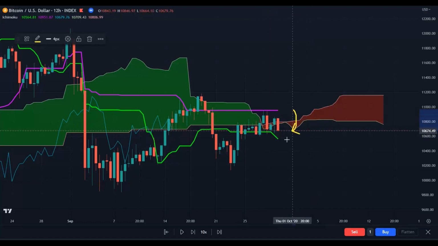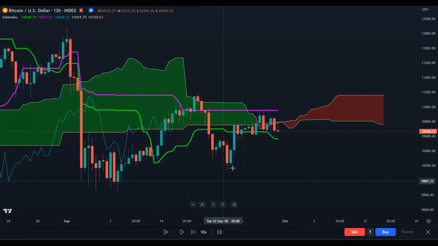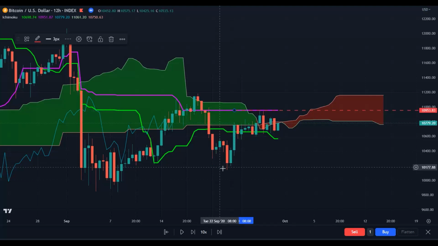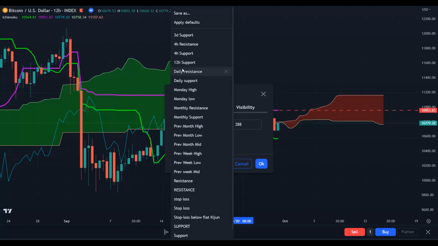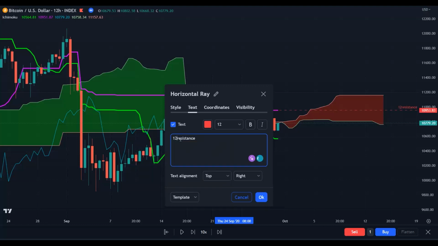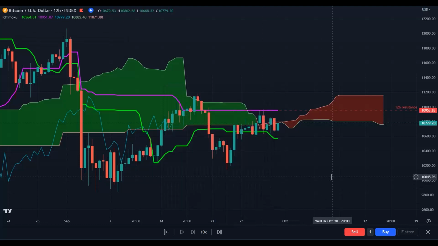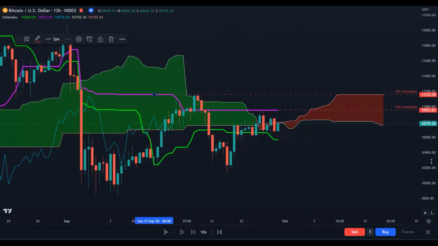The price is struggling with the Kumo cloud here. The Kumo cloud is thin here, so the possibility for a breakout is here, and we are looking for a potential breakout. Let's see what's going to happen. If you remember, I said that whenever we have a flat Kijun-sen, it acts as resistance. So this is our daily or 12-hour resistance, and here is another resistance for us. These two levels are important for me.